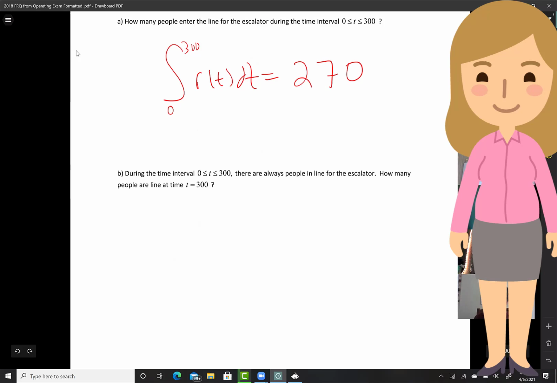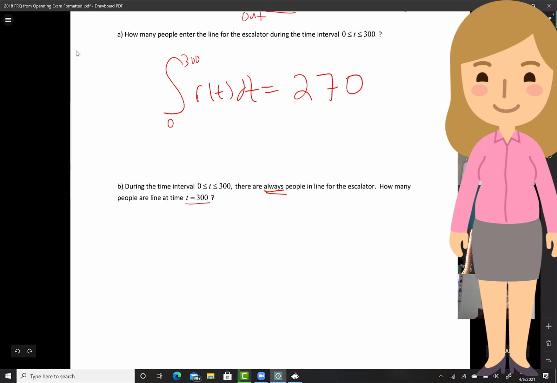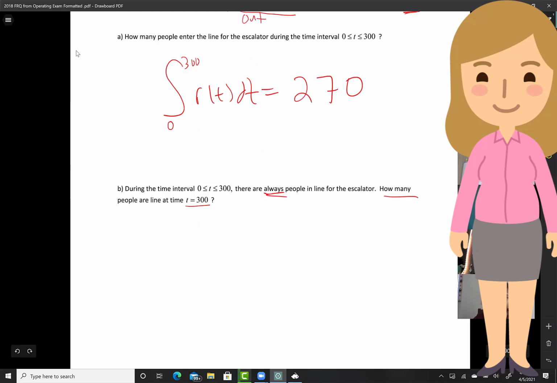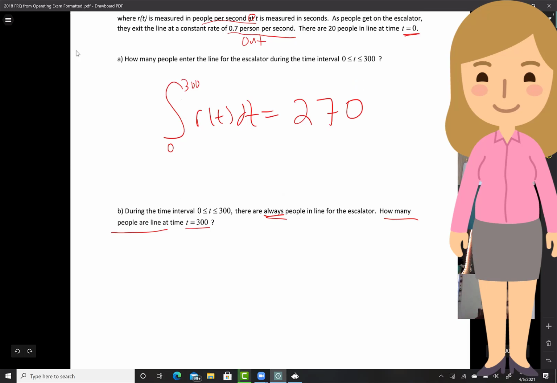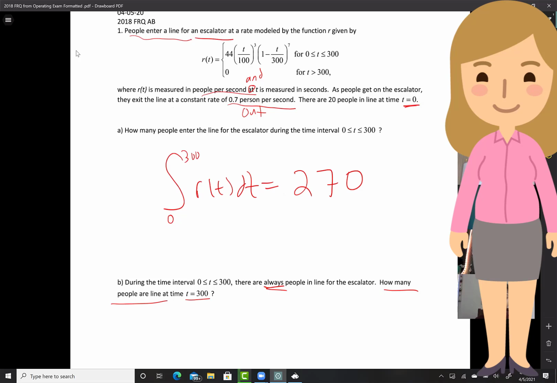During the time interval 0 to 300, there are always people in line. Always. For the escalator. How many people are in line at T equals 300? Okay. So they want to know how many people are in the line, not how many entered. So that means it's easy. Watch. Initially, how many people are there? 20. And then I got to add the people that have gone in line. So really, it's like adding this, the 270.